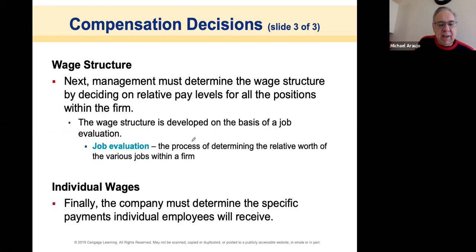Another thing is they have to decide what pay levels are going to be given for all the positions within a company, from the low to the mid to the upper echelons of work and positions. What are the pay levels for each? Oftentimes it's a process of evaluating how important that job is to the company.